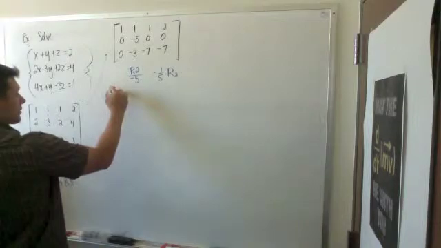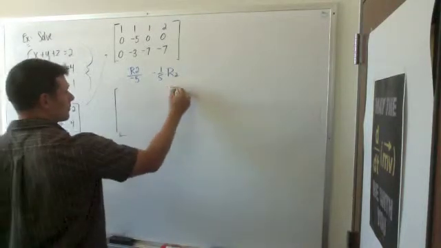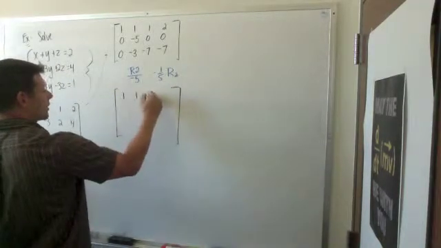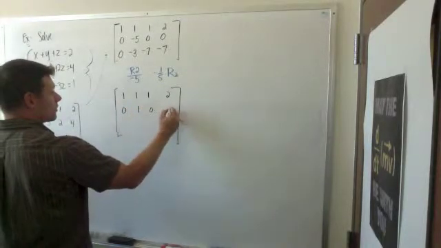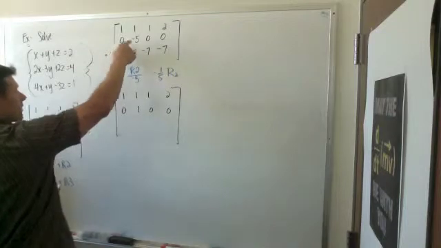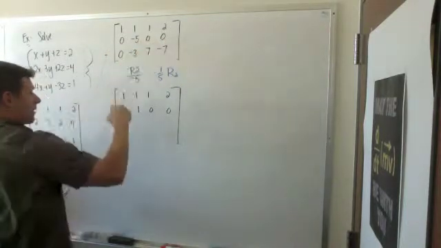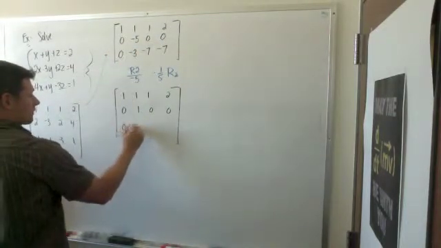So that gives us a new matrix. 1, 1, 1, 2, 0, 1, 0, 0. Because if I divide this by -5, this by -5, this by -5, this by -5, this is what I get. Keep this one the same.